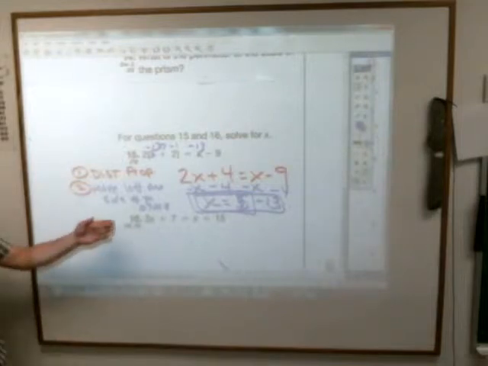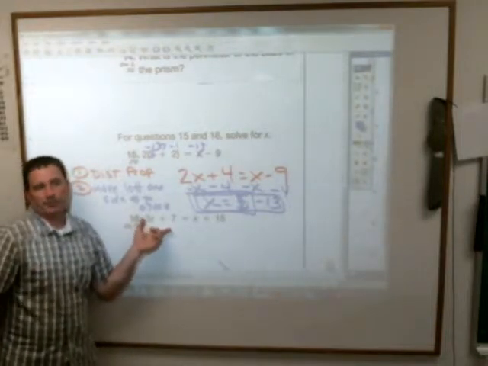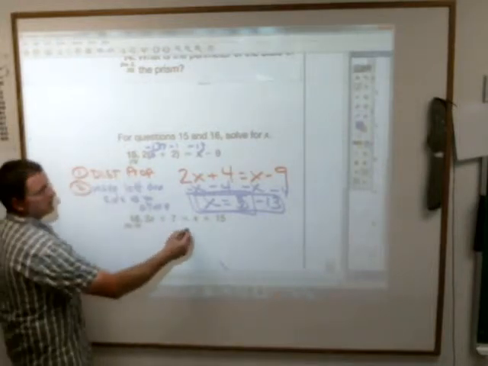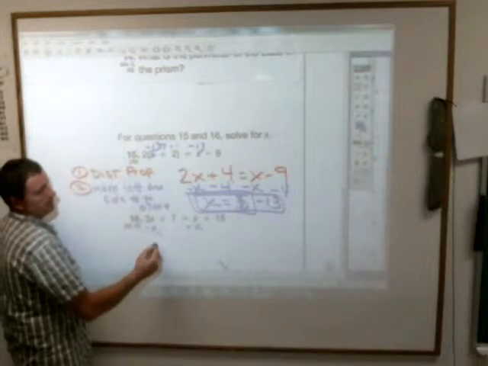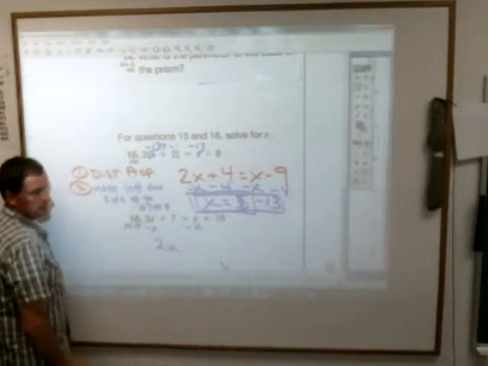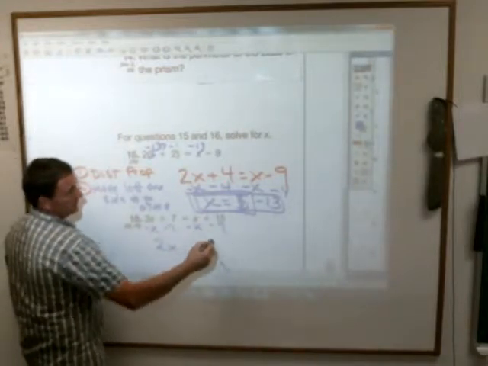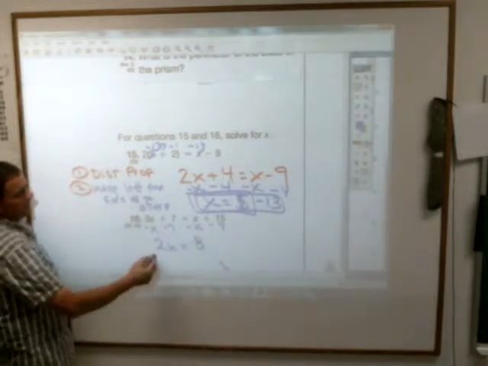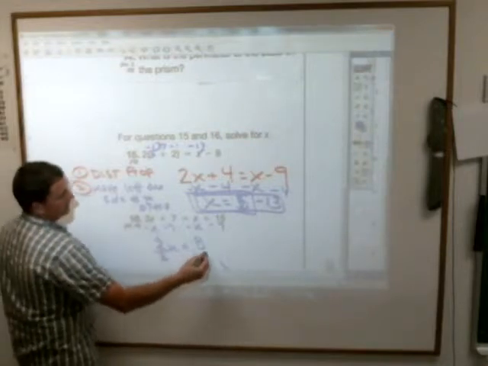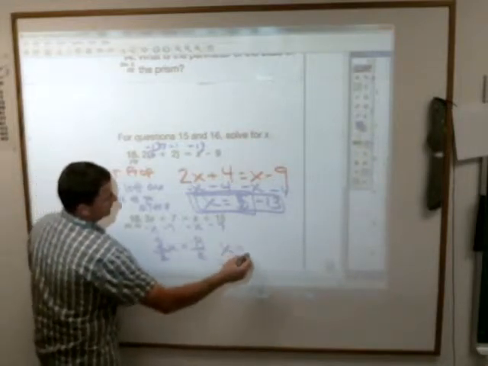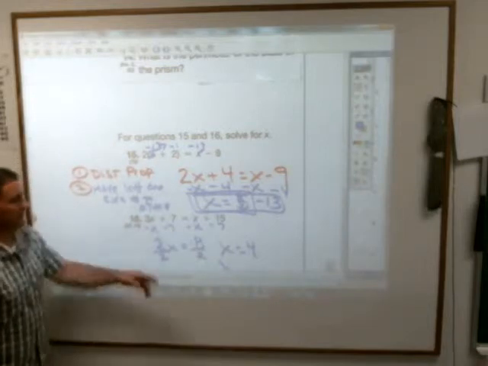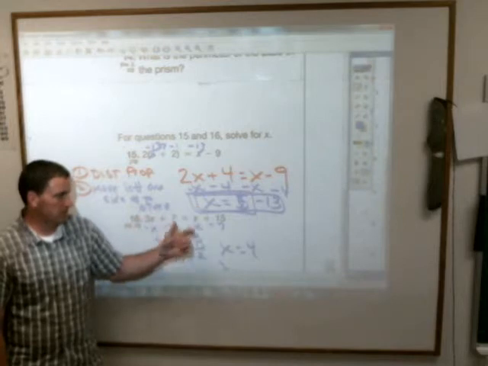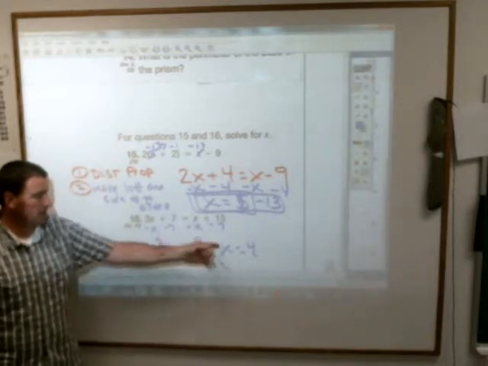Okay. This one is the same thing, except it doesn't have a parenthesis in it. You can skip this first step and just move your x's, subtract an x over. You get 2x. Subtract a 7, 2x equals 8. And then how do I solve that? Divide by 2, x equals 4. Why didn't I have to divide on this one? Because it ended up that the x was by itself after I did the subtraction. This one I ended up with the number in front of the x, so I had to divide it out.